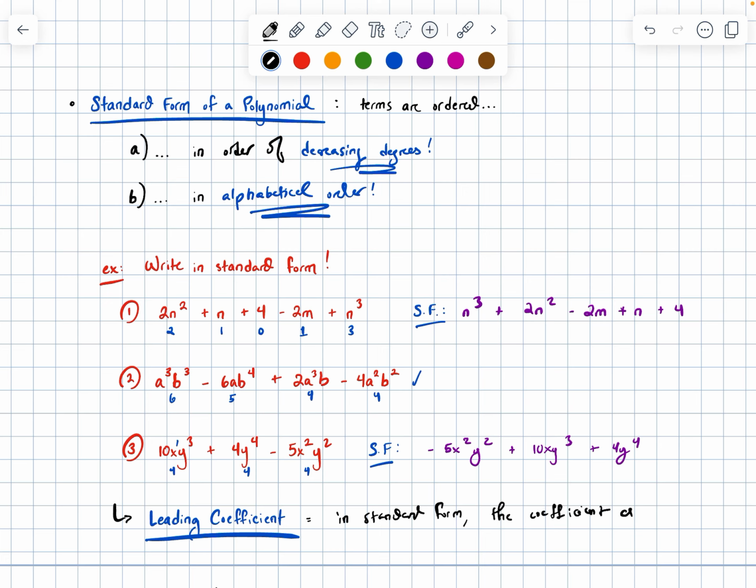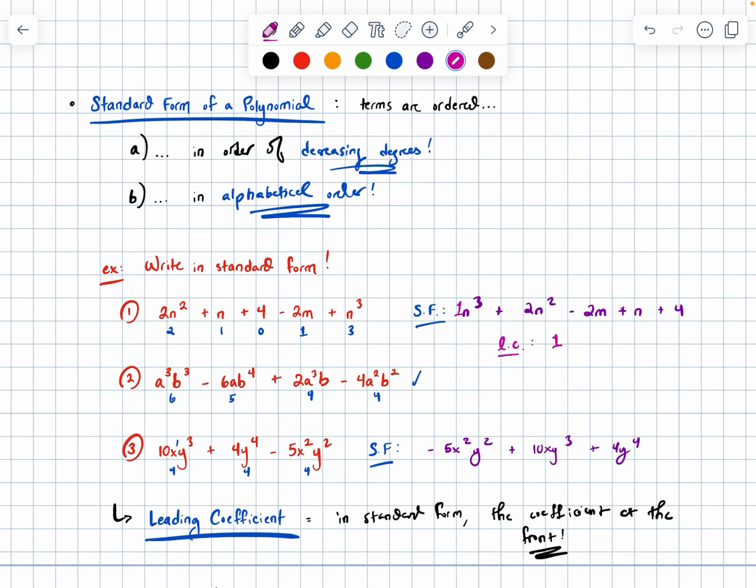at the front. So let's take a couple of seconds. Let's find the leading coefficient of each of my three polynomials above. Go ahead. And stop. So n cubed, invisible coefficient of 1. This tells me that the leading coefficient, sometimes abbreviated as LC, is 1.